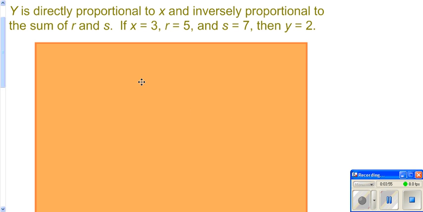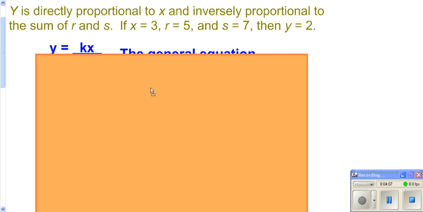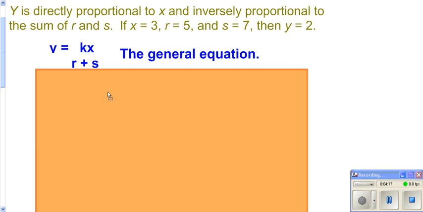Here you're told y varies directly to x and inversely to the sum of r and s. If it varies directly to x, you know x is going to be on the top. You need to also remember your constant of proportionality. Inversely, so you know that part's going to be on the bottom. Inversely to what? To the sum of r and s. Sum means what happens when you add. So this is your general equation.